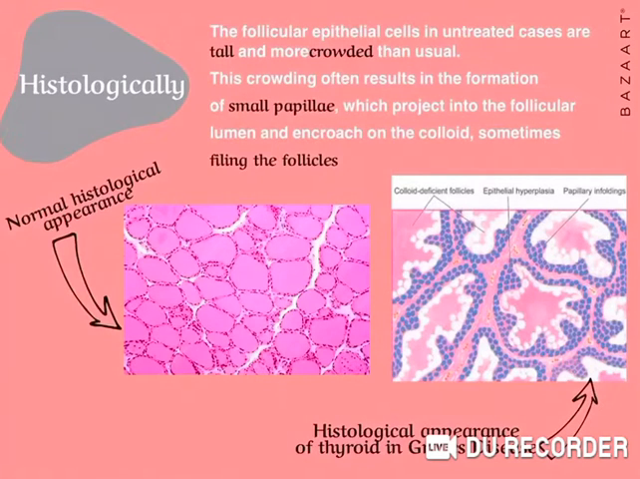Histologically, the follicular epithelial cells in untreated cases are tall and more crowded than usual. This crowding often results in the formation of small papillae, which project into the follicular lumen and encroach on the colloid, sometimes filling the follicles. The picture on the right side shows the small papillae projecting into the lumen, so we see the lumen is narrower in comparison to the picture on the left side, which shows the normal histological appearance of the thyroid gland.